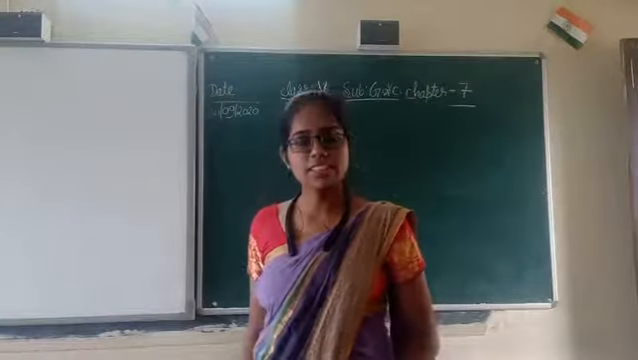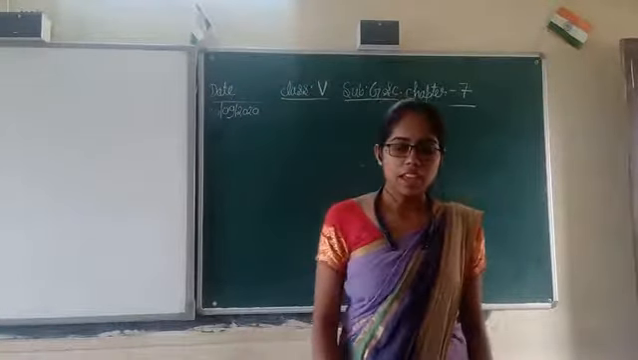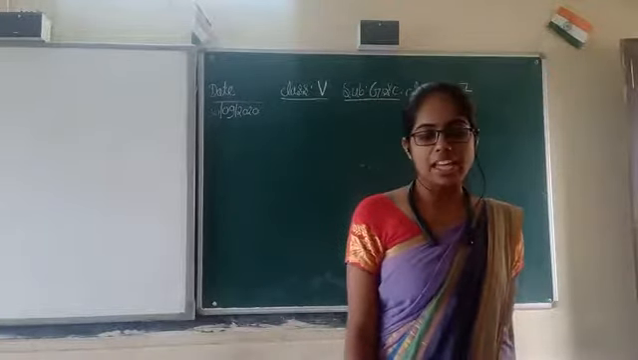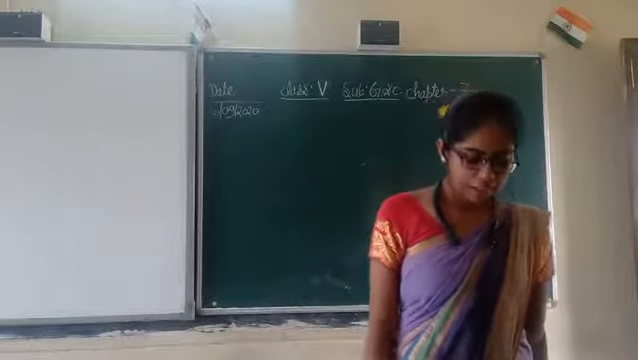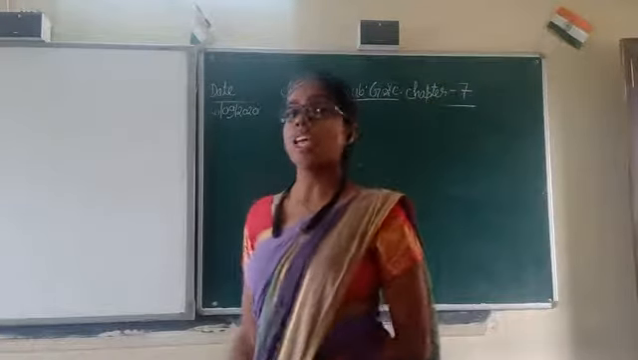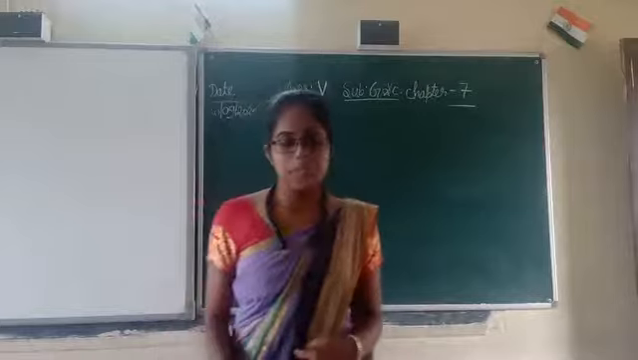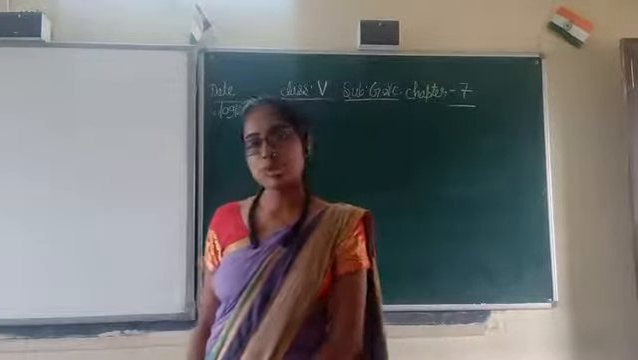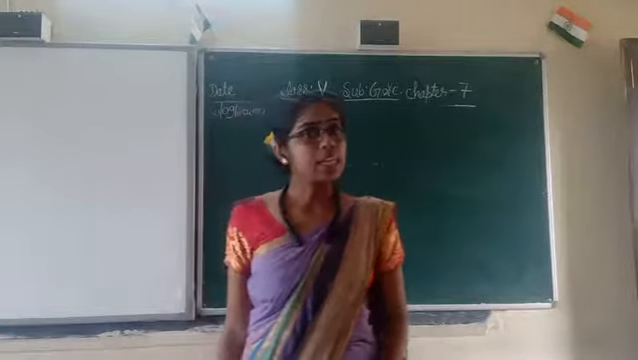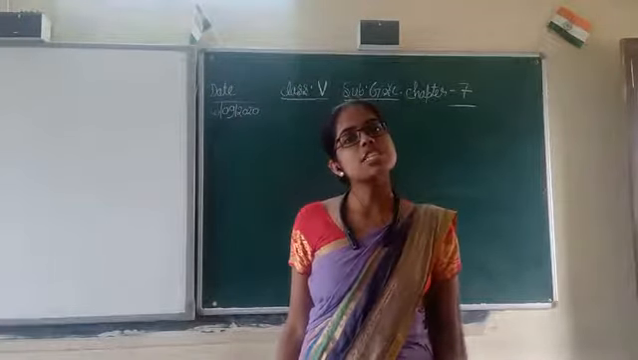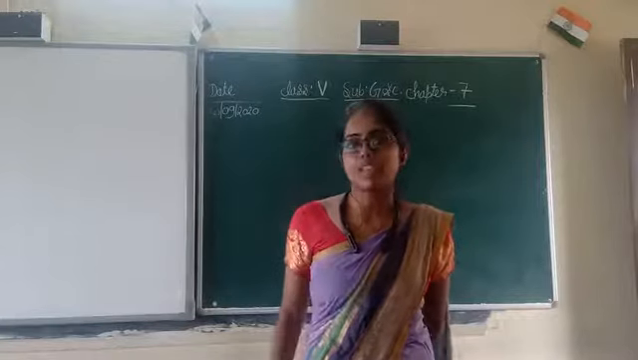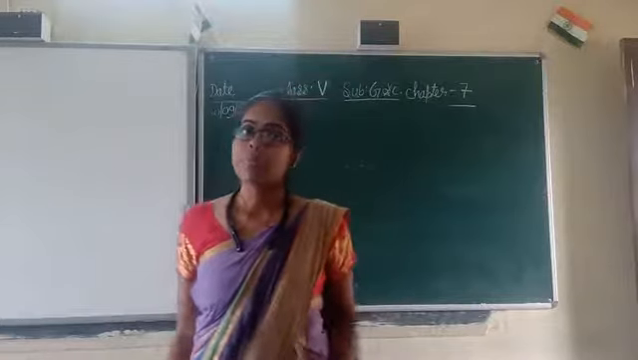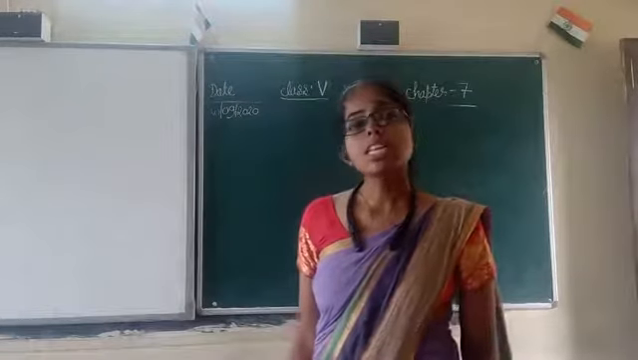Already we have started chapter 7, and the name of the chapter was Rocks, Minerals and Soil. We have studied the definition of rocks. Then we studied the types of rocks: there are three types, mainly igneous rocks, sedimentary rocks and metamorphic rocks. About igneous rocks we have studied in detail, and already we have started sedimentary rocks.